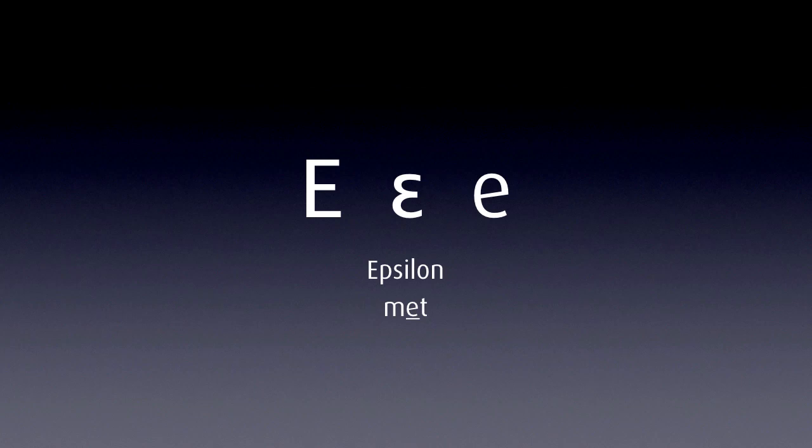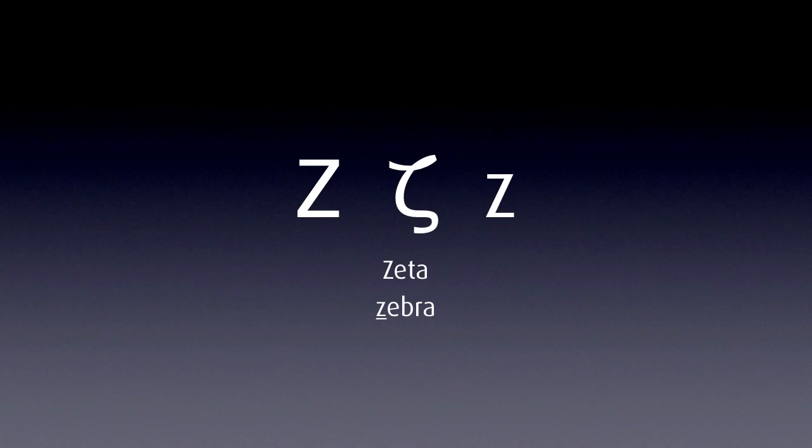Then we have epsilon. The letters you see here are very similar to the letters in our English alphabet. Epsilon makes an eh sound, as in met. Next is zeta. The lowercase form looks very different from anything we have in English. Zeta makes a z sound, as in zebra.